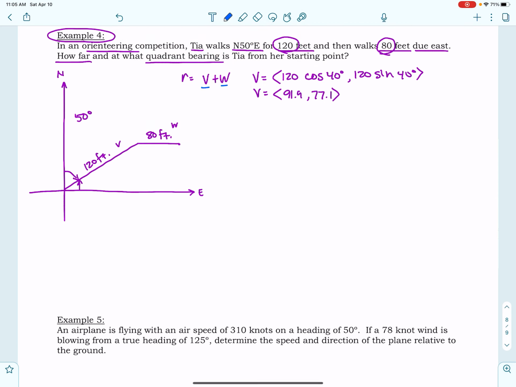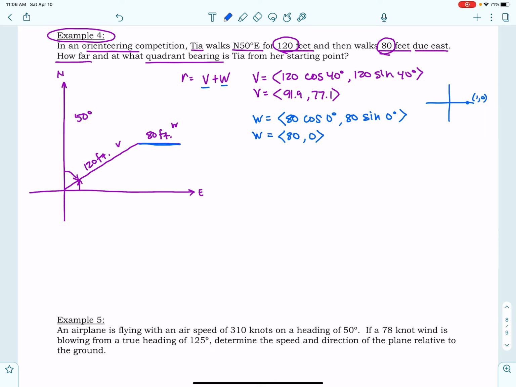So there's V, so now we need W, which is the other leg of her journey, and that is 80 times the cosine of, well, we need our direction angle. Well, since this is due east right here, that means it's just 0 degrees. What? I know, right? Okay, so when I type this into my calculator, I get 80 and 0. That should make sense to you because remember in your unit circle right here, this ordered pair is at 1, 0. So that should make sense to you.